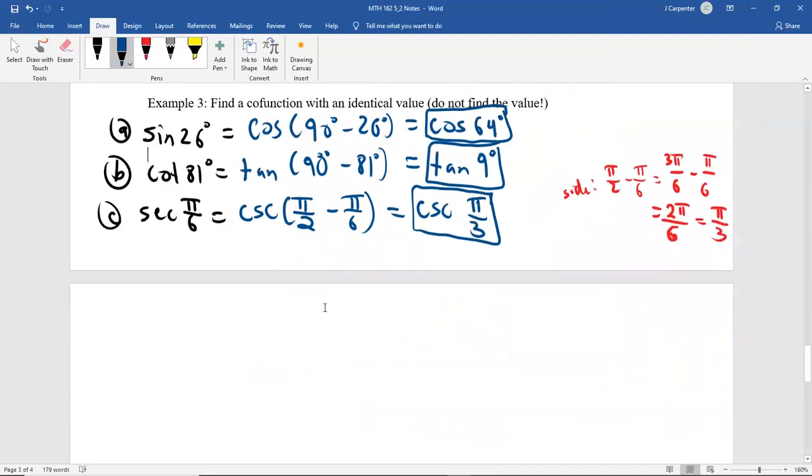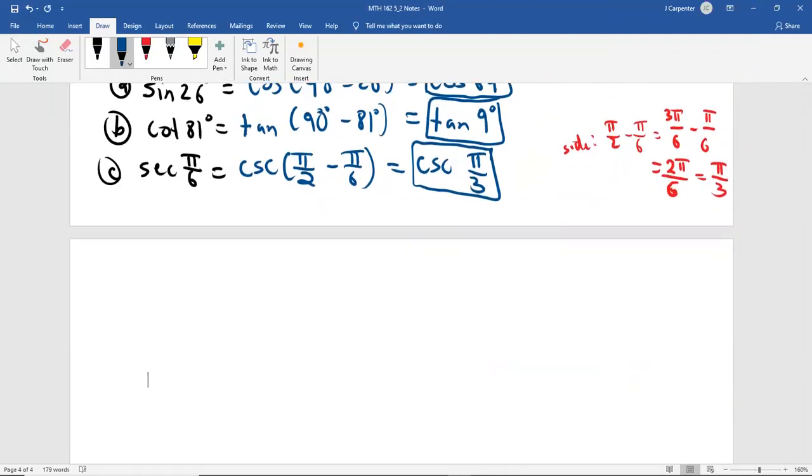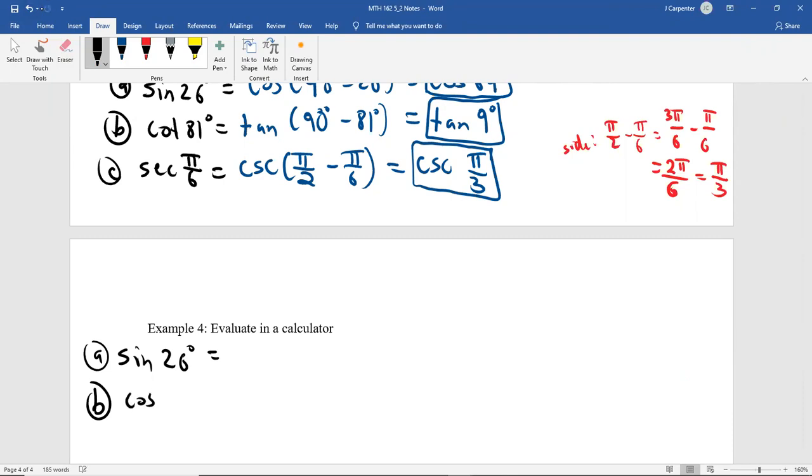So let's do that for example 4. We are going to evaluate in a calculator. We're going to have the sine of 26 degrees. I'll go ahead and write them all up at once since it's just type it in. For B, why did I do it equals? Because I was looking at the cosine of 3 pi over 11. Not a very common angle, but that's all right. For C, we're going to do the tangent of 428 degrees. And then for D, we'll do the cosecant of 45 degrees.